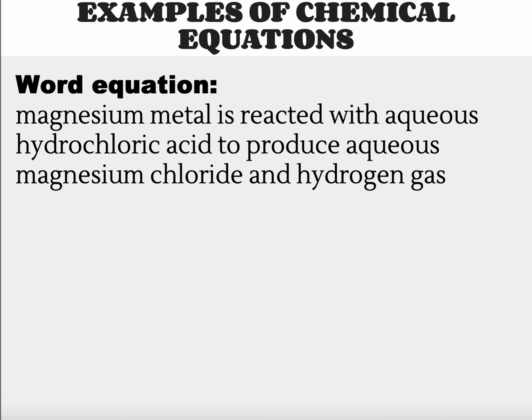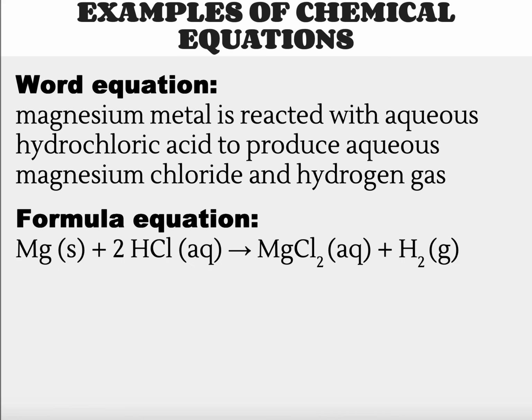So an example of a chemical equation would be here, this word equation. So this would just be kind of writing a sentence, kind of describing what you see. But typically what we see are formula equations using symbols. So instead of saying magnesium metal, we just use the element symbol for magnesium. Instead of saying hydrochloric acid, we just write the symbol for the formula. Notice we also kind of denote here whether something is a solid, liquid, or a gas, or aq, which means aqueous, which means that it is dissolved in water.